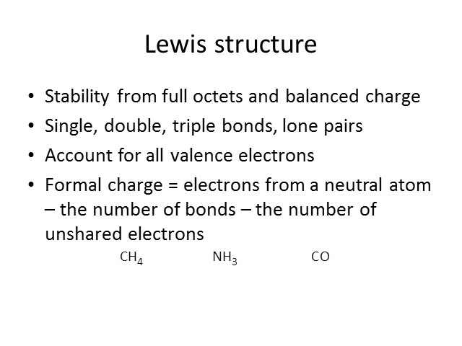A formal charge is a way of accounting for the overall location of charge. And you can get that by taking the number of valence electrons on a neutral atom, minus the number of bonds to that atom, minus the number of unshared electrons. Let's see this with these 3 molecules, CH4, methane, NH3, ammonia, and CO, carbon monoxide.